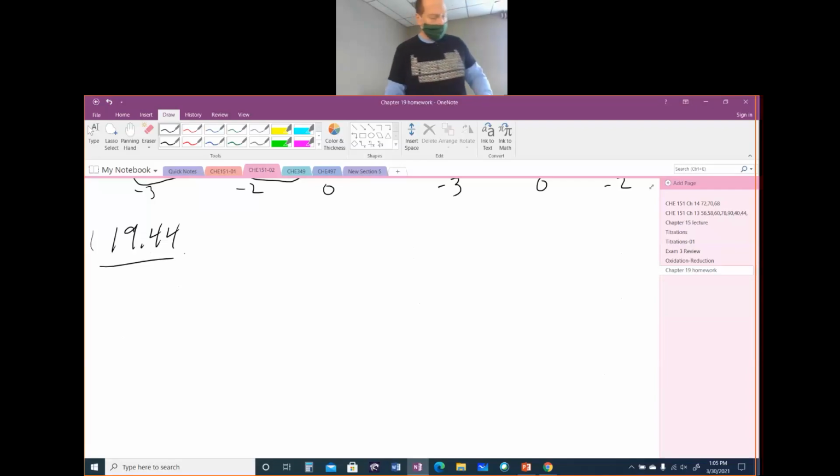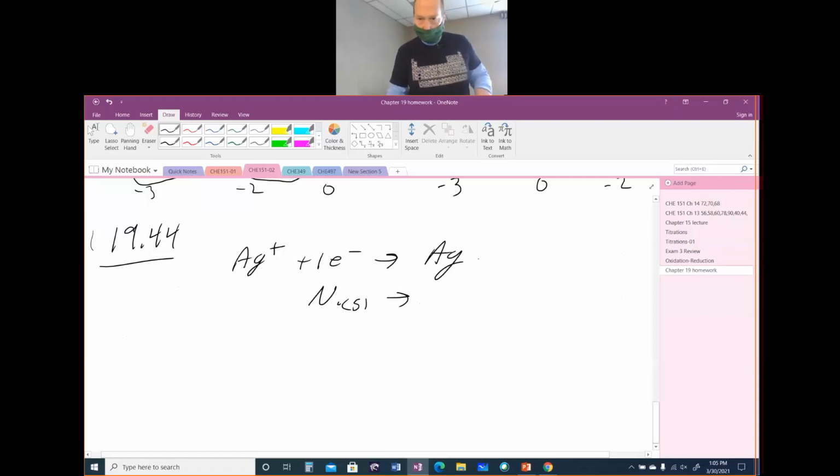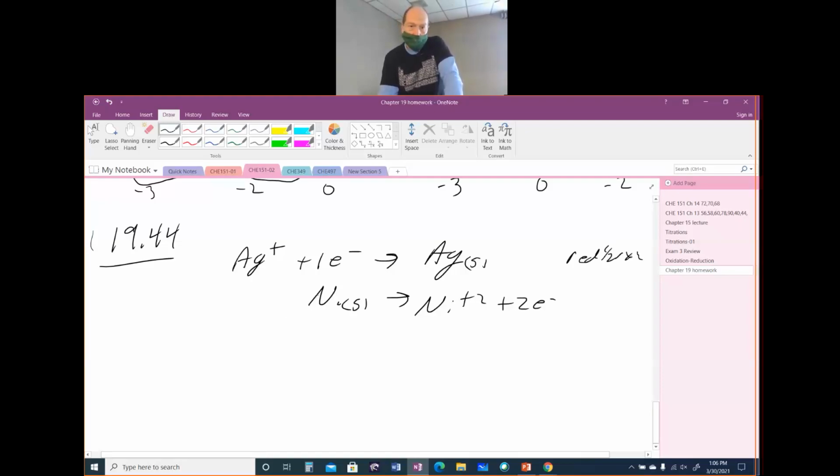Here are 2 half reactions. You've got your Ag plus plus 1 electron going to Ag, and you got your Ni solid going to Ni plus 2 plus 2 electrons. So we see that we have a silver that's going from a +1 down to a 0. It is reduced down to 0. This is your reduction half reaction. Your nickel is going from 0 to +2. This is your oxidation half reaction.